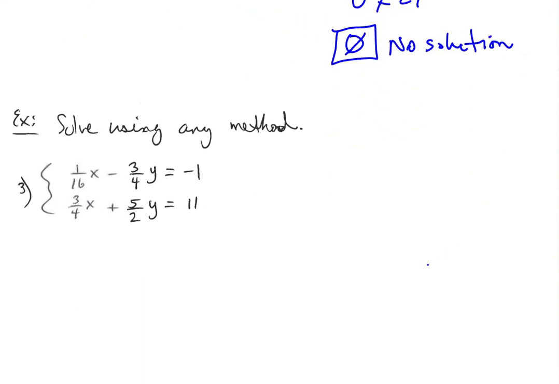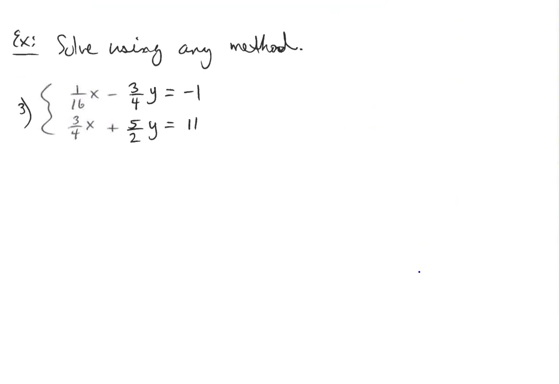Let's try another equation. This time it says solve using any method, so we've already reviewed substitution and elimination. We could pick either one for this one. Now this system begins, and of course it has fractions, which we should pay attention to here. The first equation is 1/16 x minus 3/4 y equals negative 1. The second equation is 3/4 x plus 5/2 y equals 11.